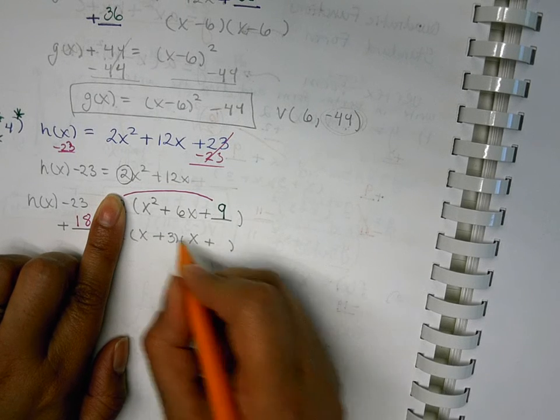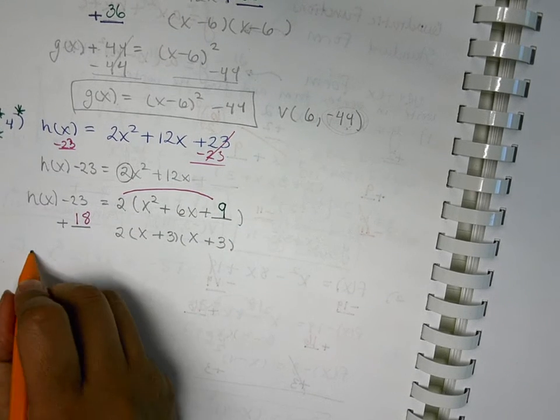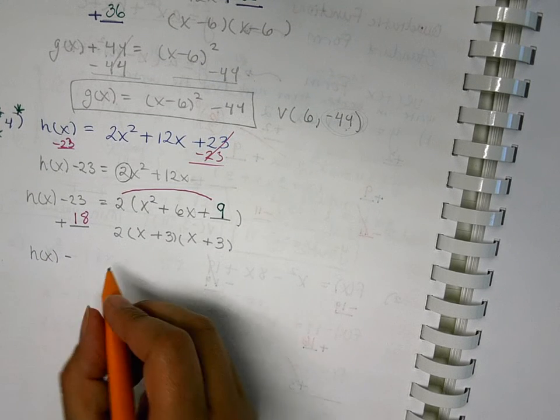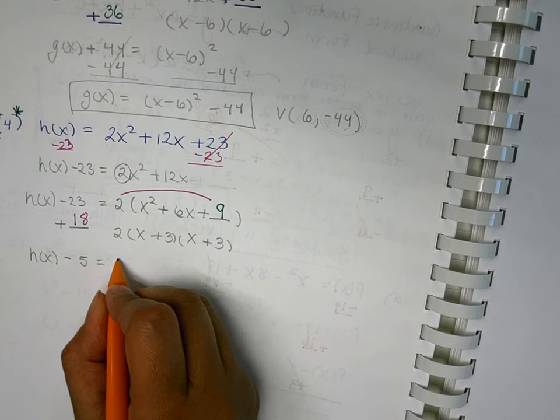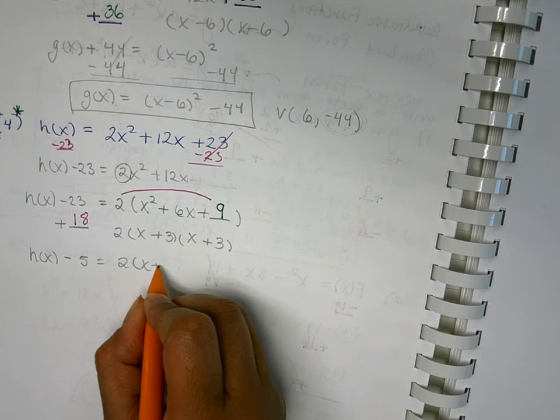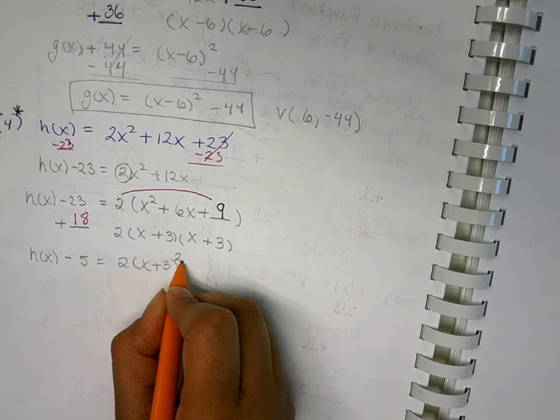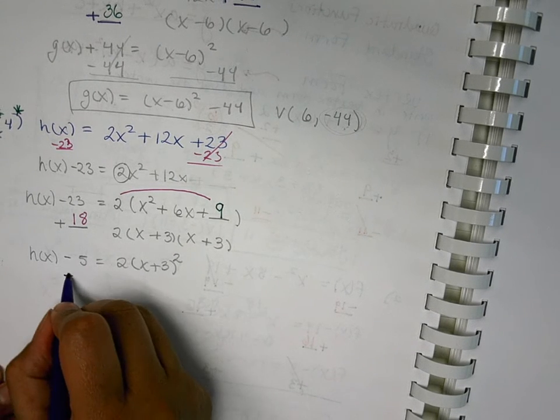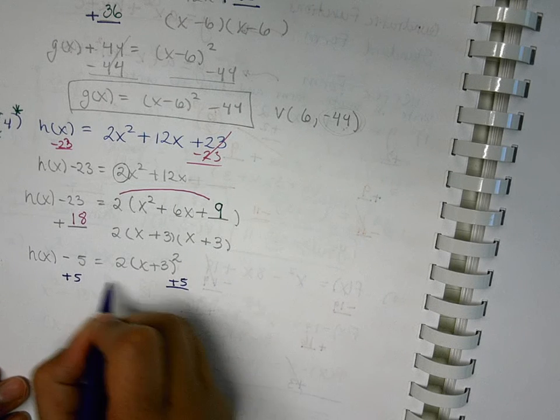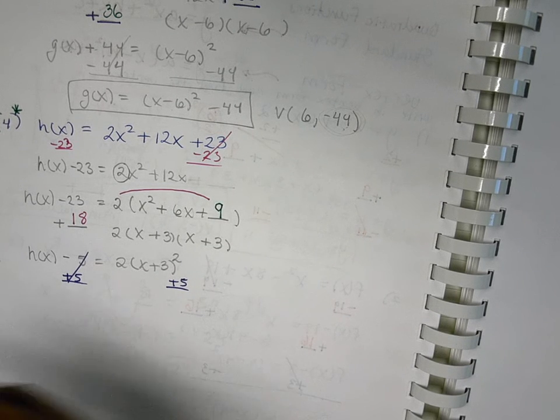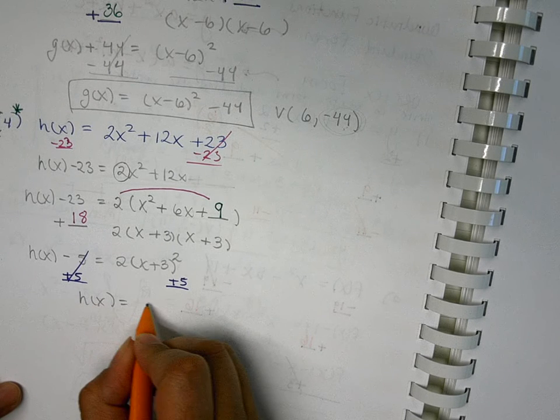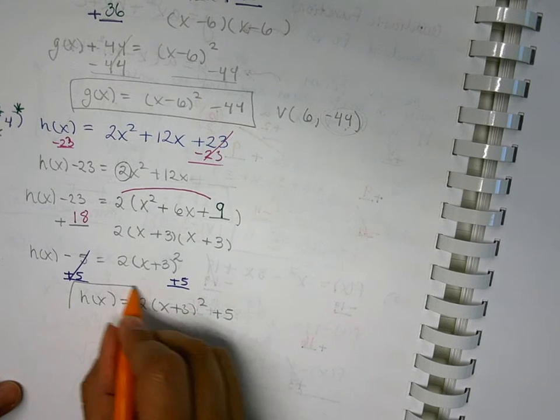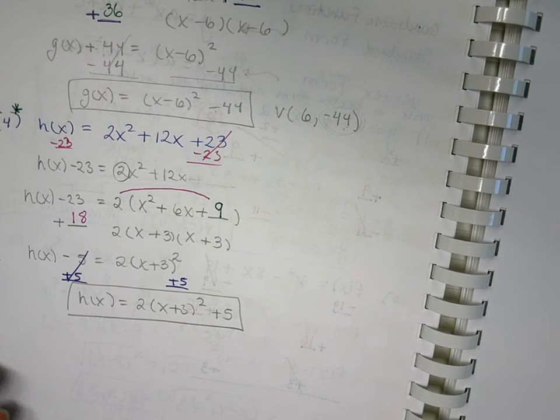Plus plus what? 3 and 3. All right, so I have h of x minus, what does that become? 5. Minus 5 equals, don't forget your 2 there, 2 times quantity x plus 3 squared. And what's the last step? Add the 5 over. Gone. H of x equals, don't forget the 2, 2 times quantity x plus 3 squared plus 5. That is your answer in vertex form. We haven't found the vertex, but that's your answer in vertex form.